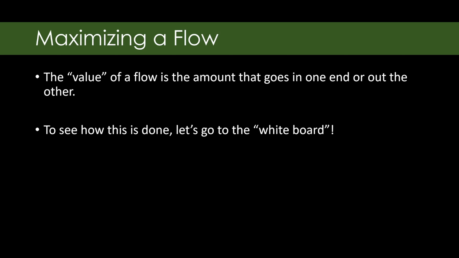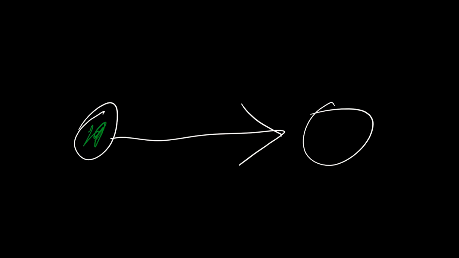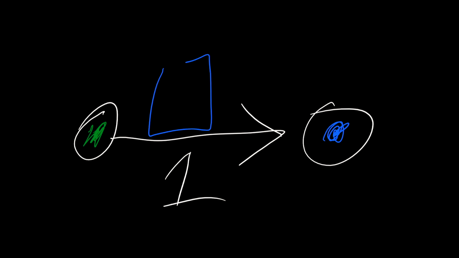And let's go to the whiteboard. Let's begin with the most basic version. If I had 2 nodes, this had value 1. It should be pretty clear what number I should put in this box. If I want to maximize the flow, that's pretty easy.